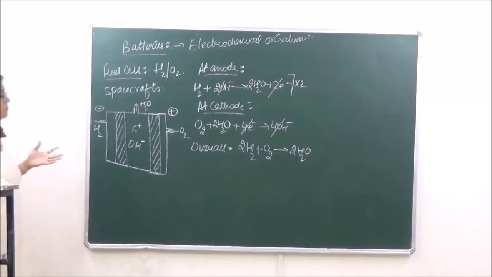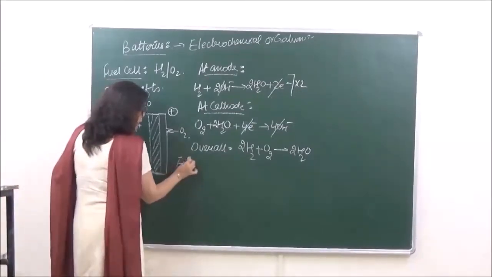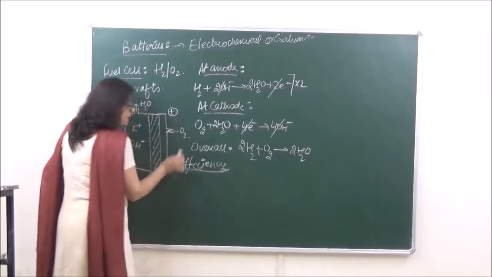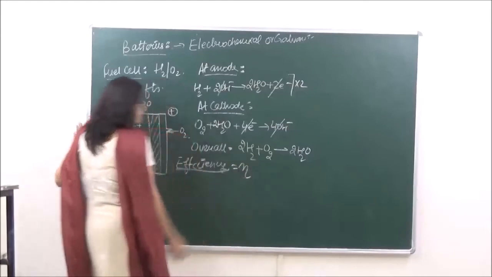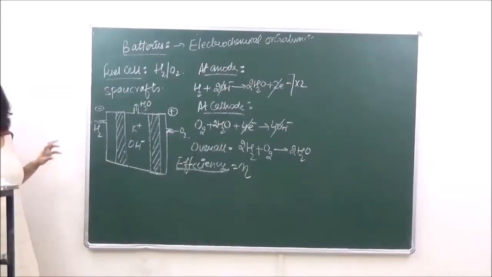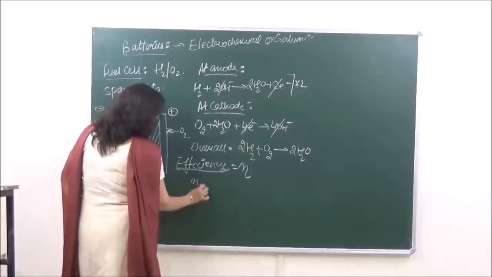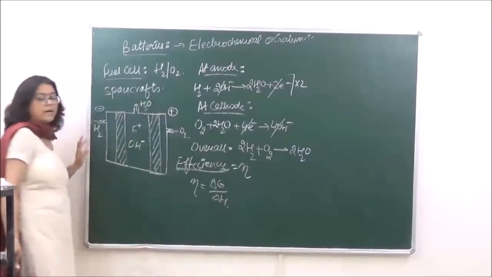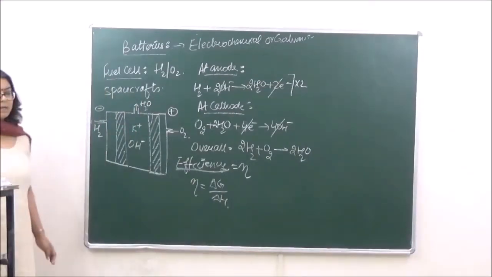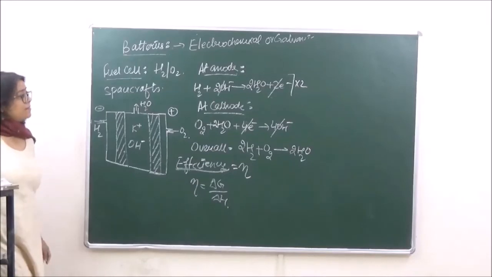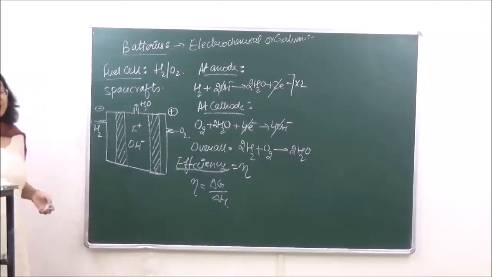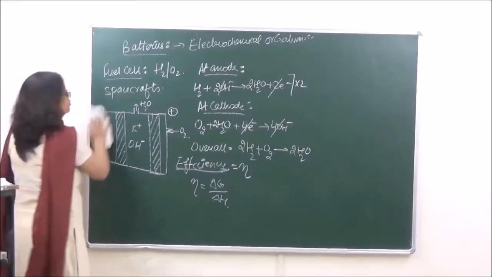When we are talking of the efficiency of the fuel cell, that is denoted by eta, and mathematically eta is equal to delta G upon delta H. Okay? So this is what a fuel cell is. Then we have another kind of cells which are known as concentration cells, and I am telling you this because it will help you to calculate the E cell of certain questions which are given to you.